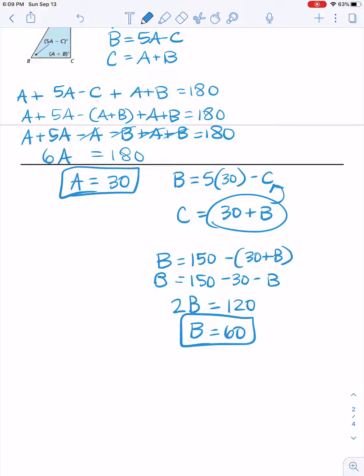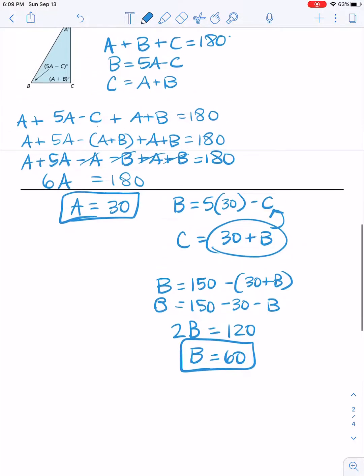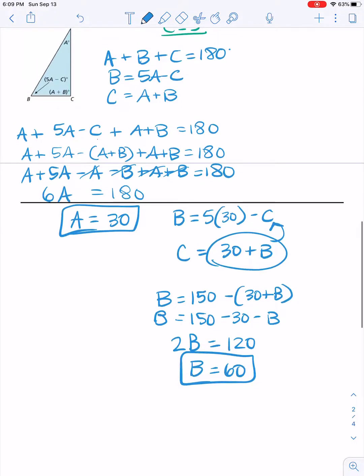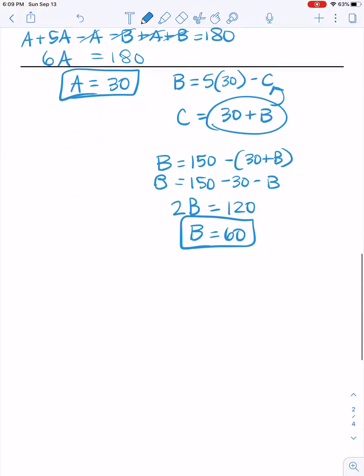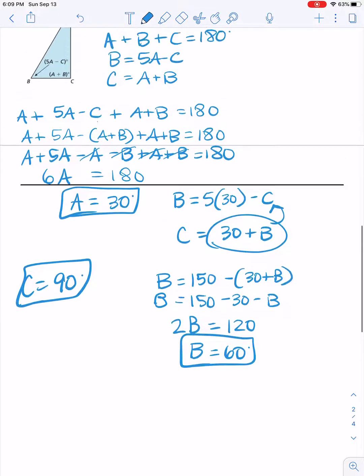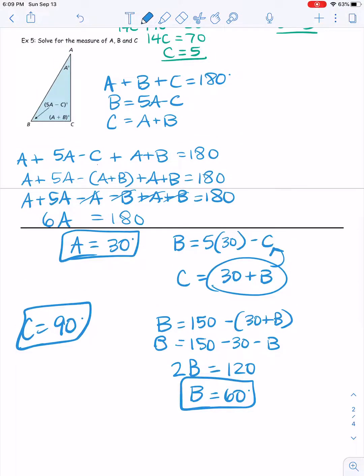And then if I know that A is 30 and B is 60, then it's very clear what C is equal to. Plugging it back in, 30 plus 60 plus C is equal to 180, or just A plus B is equal to C. So C has to be 90 degrees. So it is a right triangle, but we didn't know that from the beginning. We could not assume that. We had to mathematically solve for that. So that is a 30, 60, 90 triangle. Okay, that's it.